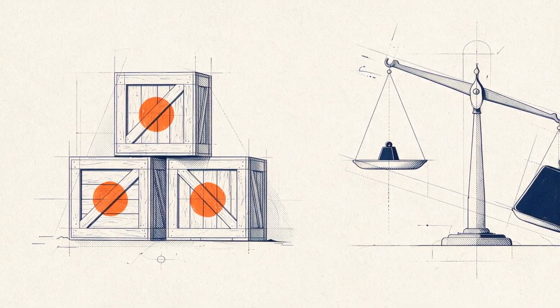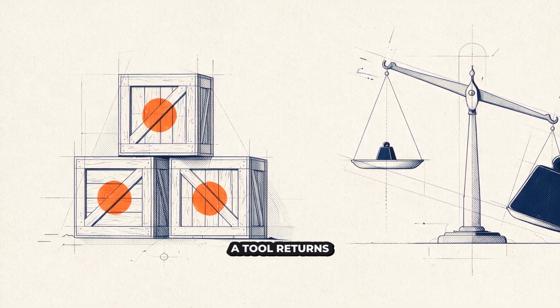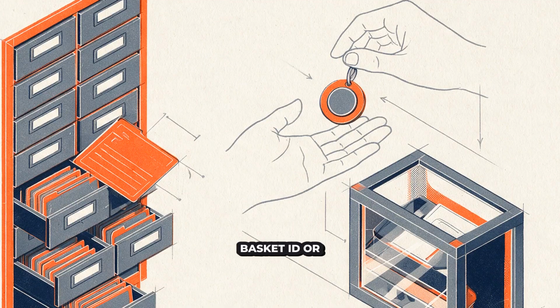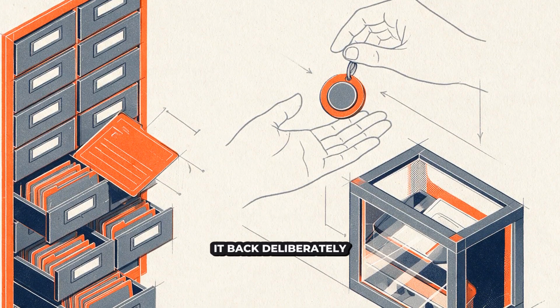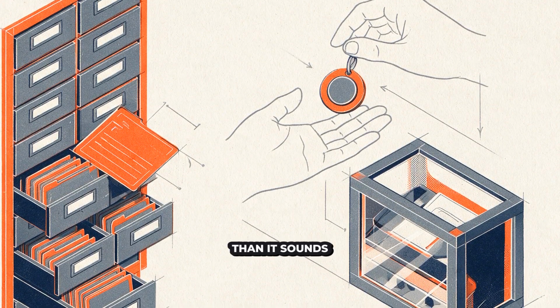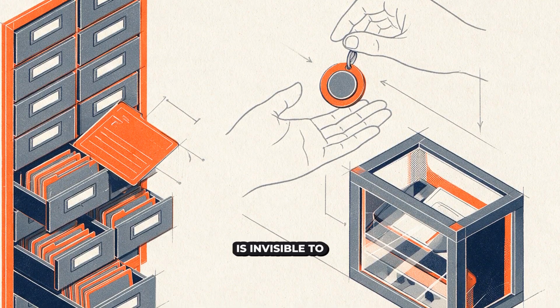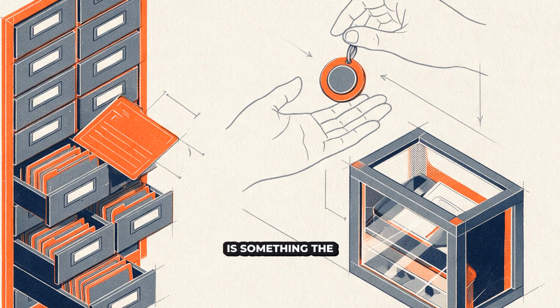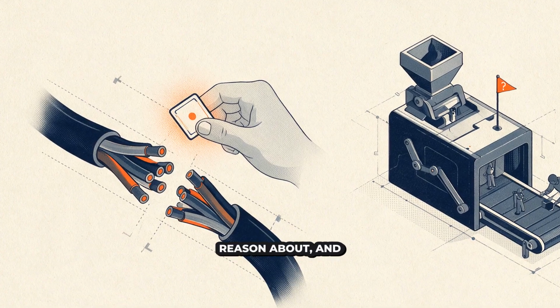Statefulness did not vanish. It became explicit. A tool returns a handle, a basket ID, or a task ID, and you pass it back deliberately. That matters more than it sounds. Hidden server state is invisible to the model. An explicit handle is something the model can see, reason about, and pass.